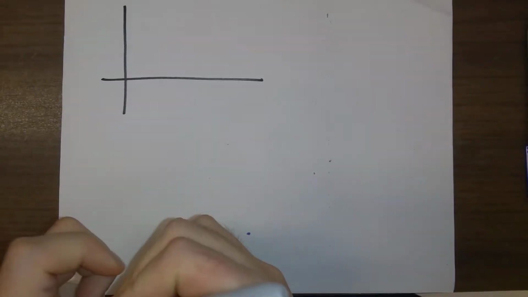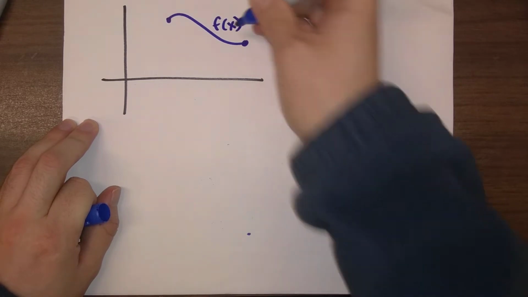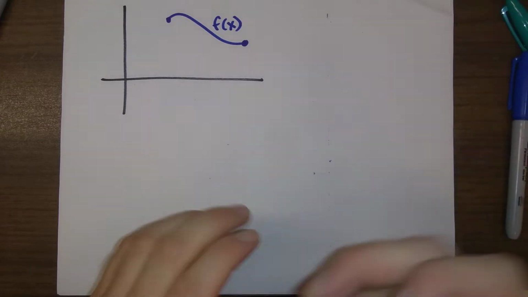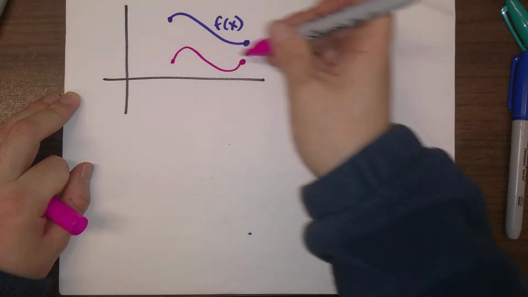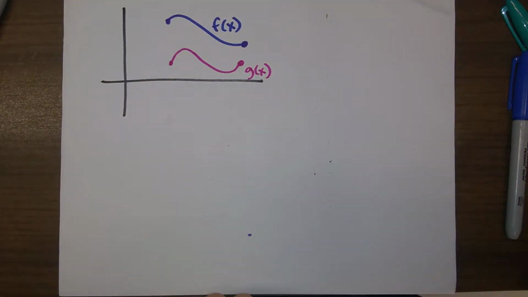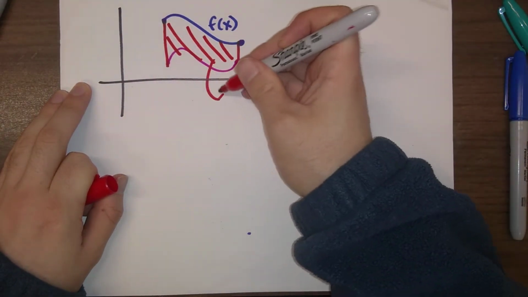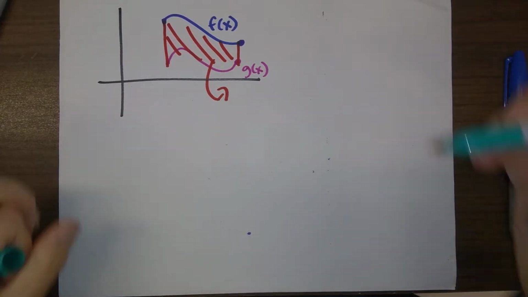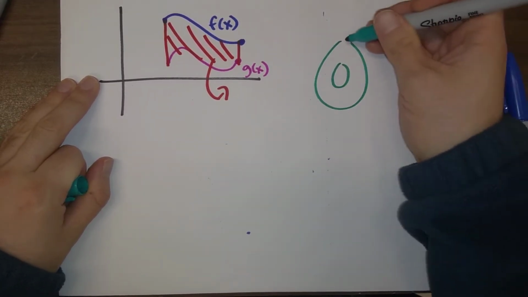Let's say that instead of just rotating the area under some function f of x around the x-axis, let's take two different functions, an f of x and a g of x, and let's say that we're going to take the region in between them and rotate it around. So now the 3D picture that we get, I maybe made this a little bit more complicated than I should have.